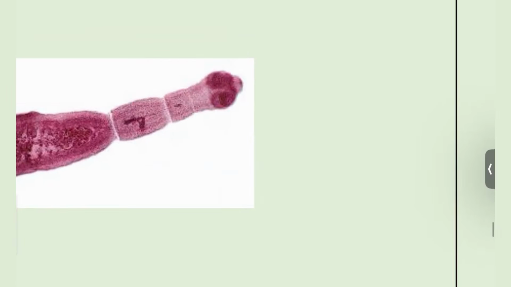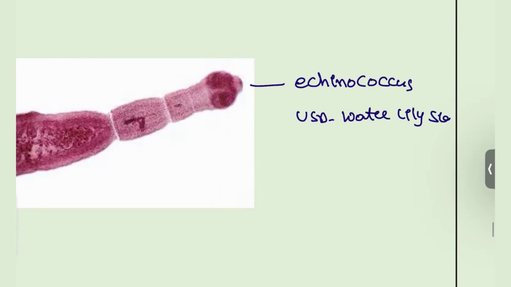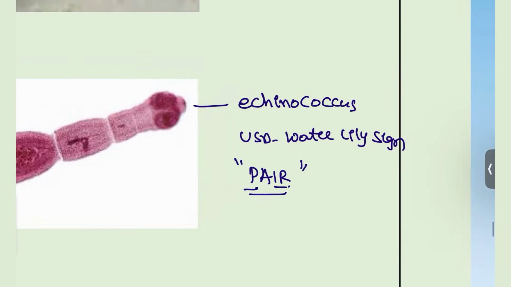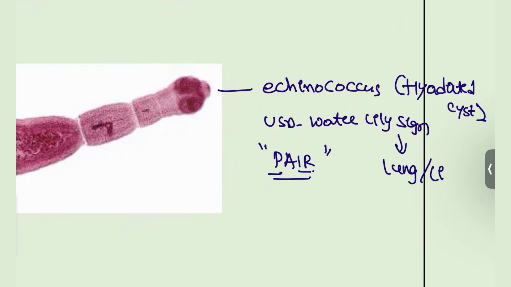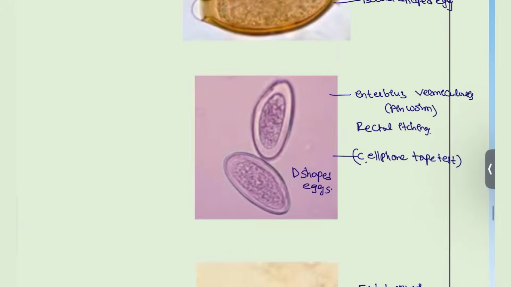Okay, next this is for the Echinococcus. On the ultrasound you are going to see the water lily sign. What is the treatment for this patient? PAIR. What is meant by PAIR? Percutaneous aspiration and irrigation, which we perform for Echinococcus or the hydatid cyst. Inside the lung, they are going to cause the cyst. Also in the liver, it is going to cause the cyst. This is the major picture that you have to understand.